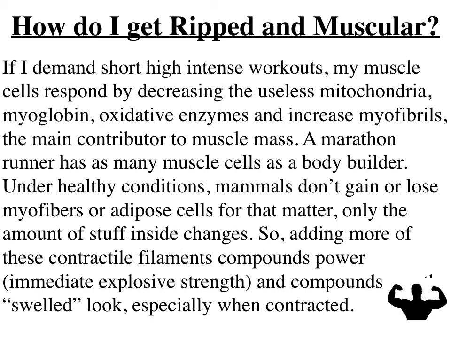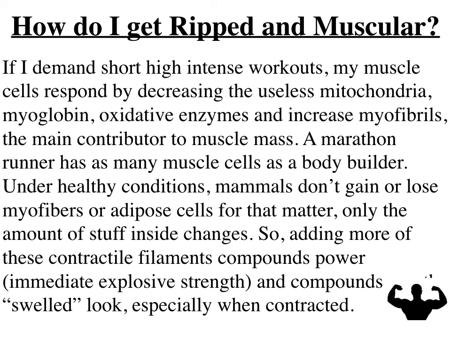Well, how do I get ripped, on the other hand, if I want to be big and bulky? How do I get ripped and muscular? If I demand short, high-intensity workouts, my muscle cells respond by decreasing the, quote unquote, useless mitochondria, myoglobin, and oxidative enzymes, and increasing the stuff that I do want, which is myofibrils, the main contributor to muscle mass. A marathon runner has as many muscle cells as a bodybuilder. They both have the same number of muscle cells. Under healthy conditions, people don't gain or lose myofibers or fat cells, for that matter. Only the amount of stuff inside changes.